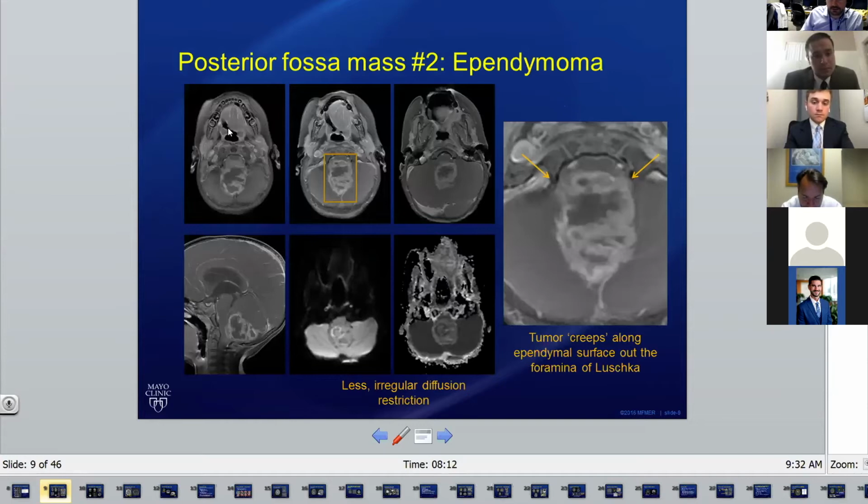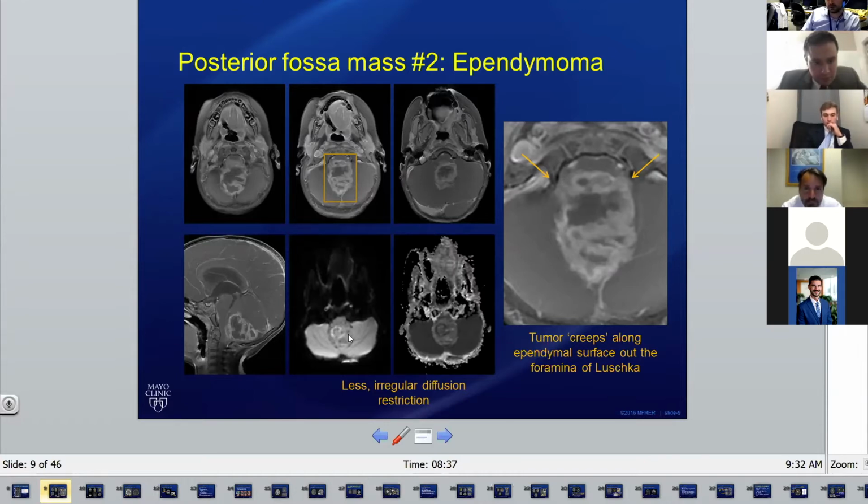Now compare that to this child. So this is a 2-year-old boy who initially presented with headache, nausea, vomiting, similar story. But if we look really closely here at this axial image, we can see some very heterogeneous contrast enhancement. There's this centrally necrotic portion here, but this one is really starting to creep out the foramen Luschka and crawl around the front of the medulla. This is much more characteristic of an ependymoma.